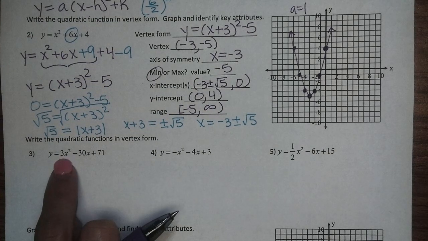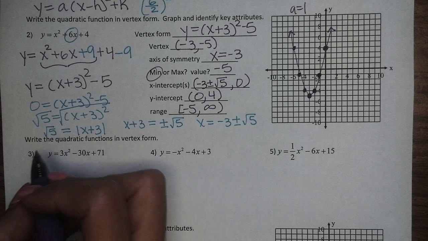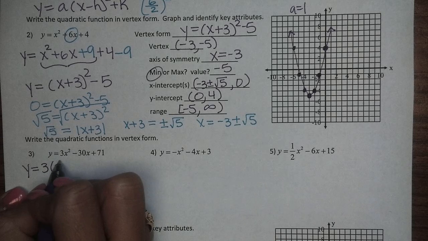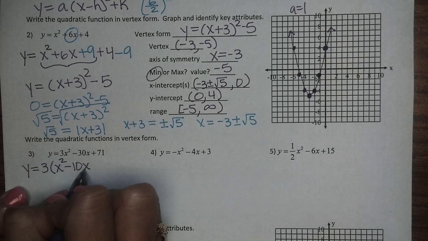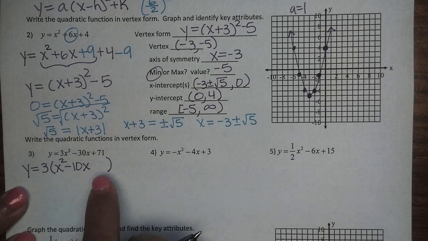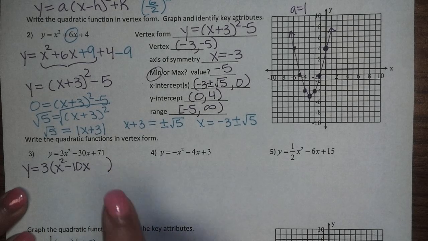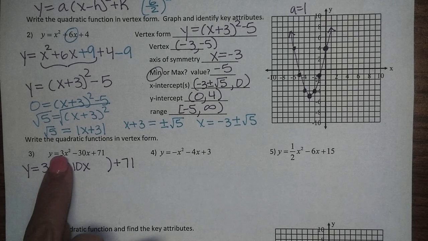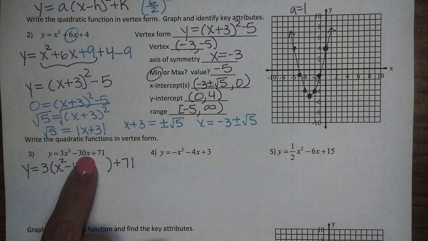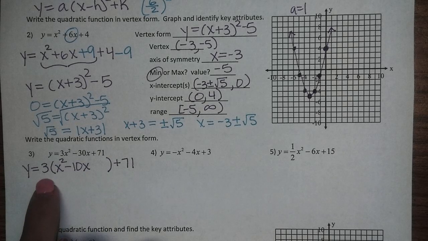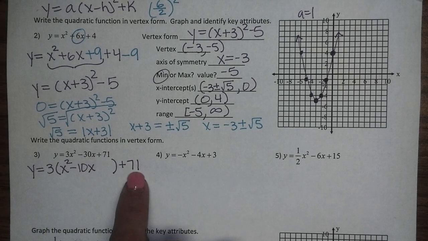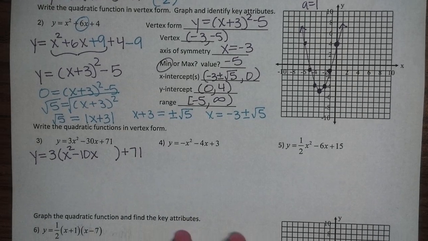So in this case, since it isn't 1, I'm going to factor that 3 out. So I'm going to write it as y equals 3 parentheses x squared minus 10x, close the parentheses. I'm going to leave a little room there because I'm going to complete the square, plus 71. So notice how I only factor the 3 out of the terms with an x. So 3x squared minus 30x were divided by 3. So I wrote it as 3 parentheses x squared minus 10x. And then the plus 71 is just going to stay at plus 71. Just leave it alone.